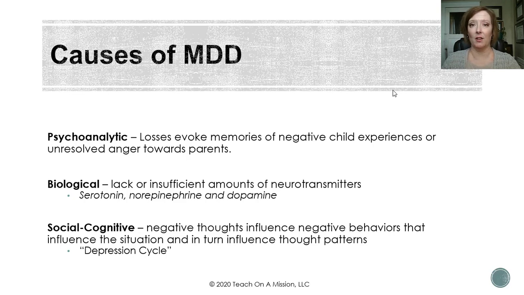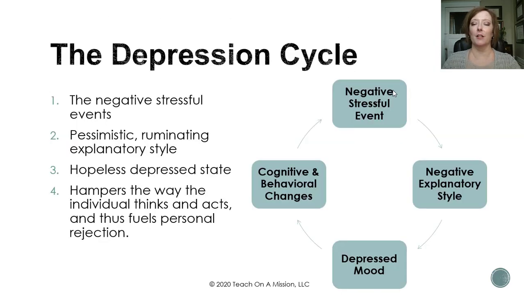Basically, there is a depression cycle. So let's talk about the depression cycle. First, there is a negative stressful event. All of us go through negative stressful events. However, according to this explanation, there is a pessimistic or ruminating explanatory style. This leads to a hopeless, depressed state, and this hampers the way that the individual thinks and acts, and therefore fuels the feeling of being personally rejected, and this can exacerbate that negative stressful event. So through the behavior of the individual experiencing this cycle, they can influence their environment, which therefore exacerbates the situation. You may think back to previous videos where we talked about reciprocal determinism.